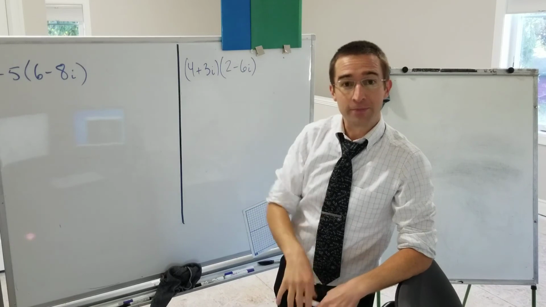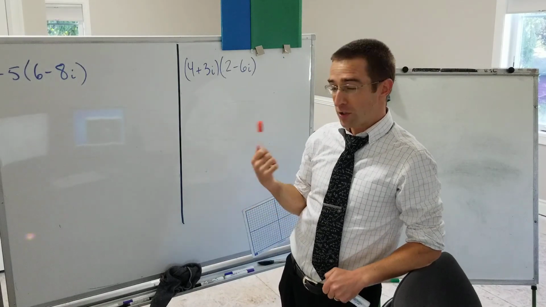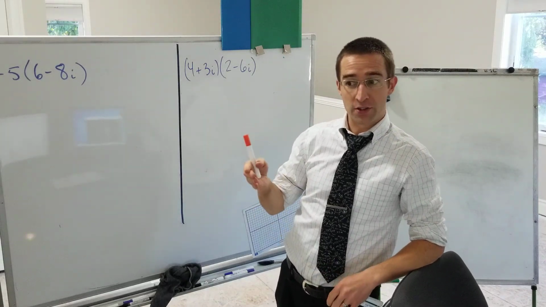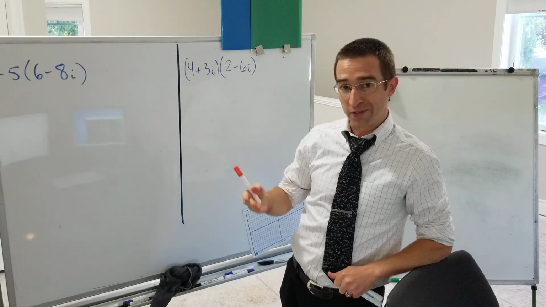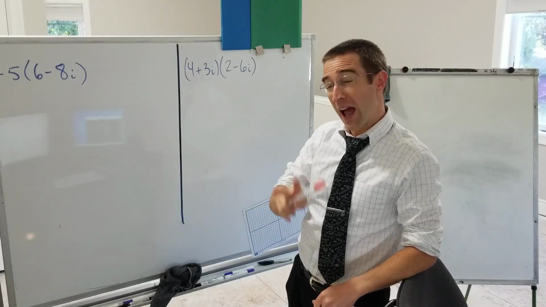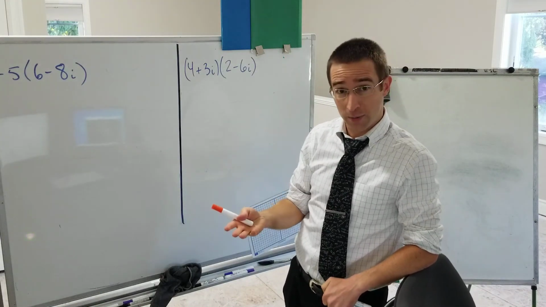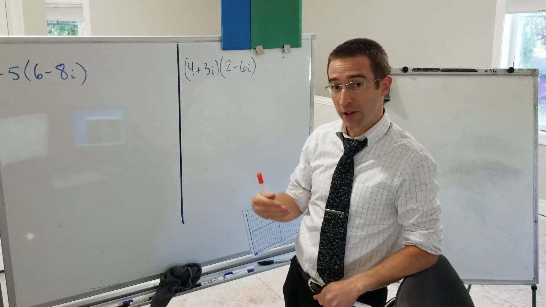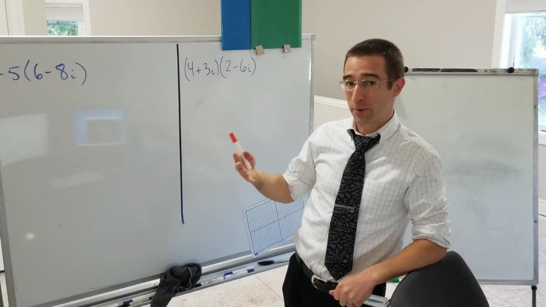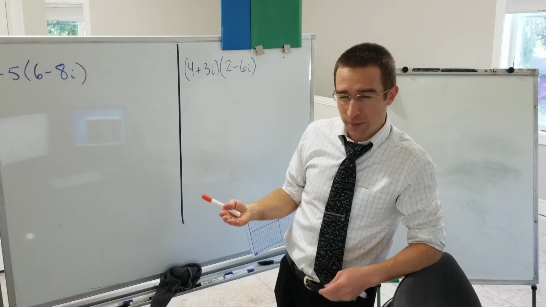Another thing: complex numbers are wonderful because, just like real numbers, they're closed under addition, subtraction, multiplication, and division as long as we're not dividing by 0. What that means is if I add 2 complex numbers, I get another complex number. If I subtract 2 complex numbers, I get another complex number. If I multiply 2 complex numbers, I get another complex number. And if I divide, I get another complex number, as long as I'm not dividing by 0.